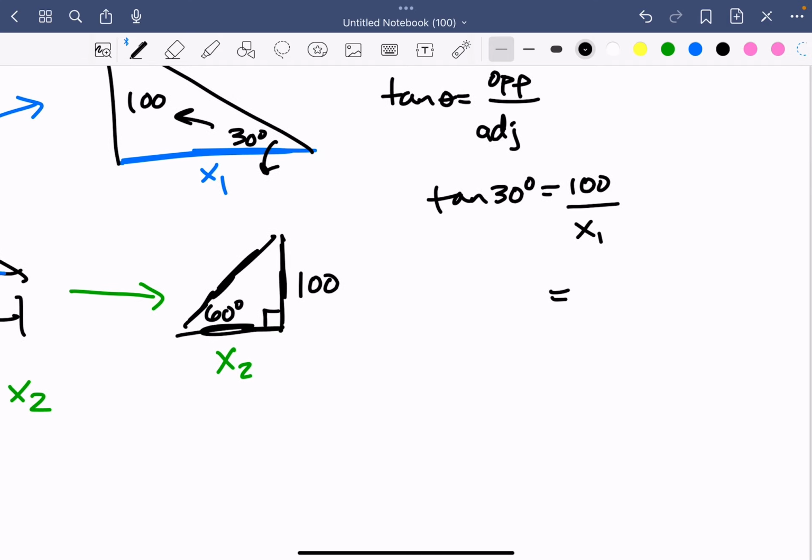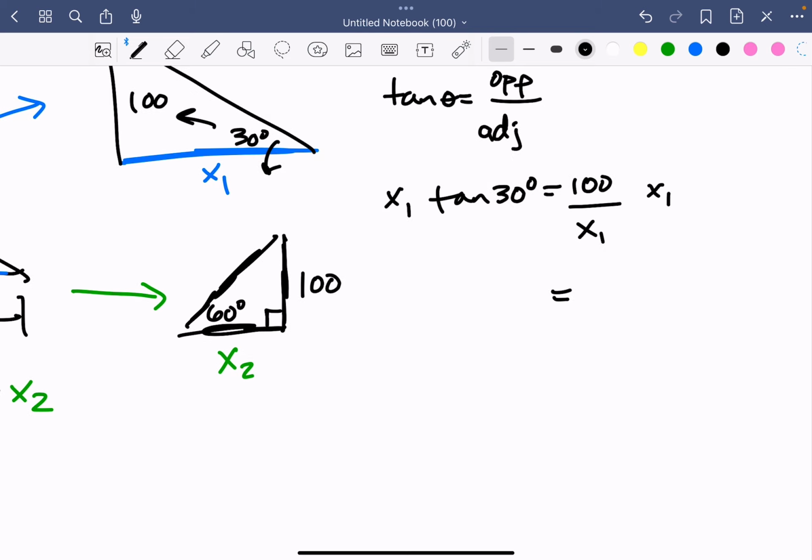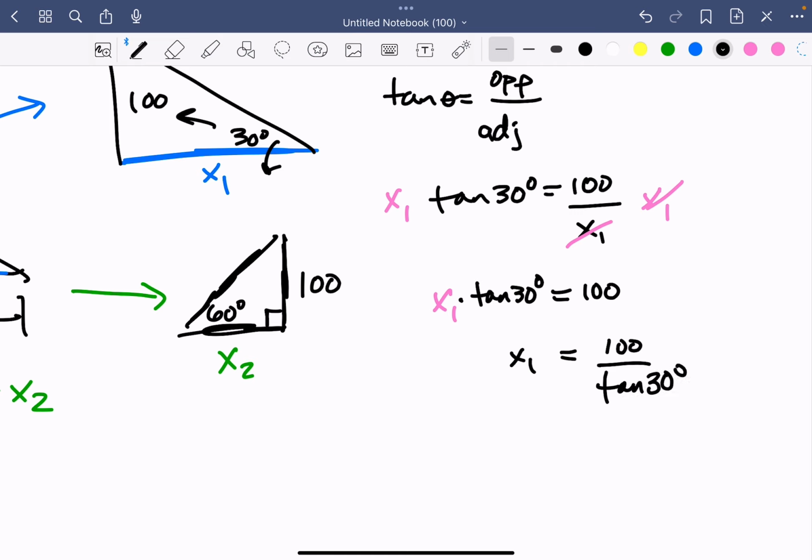So now that means if I multiply both sides by x1, so let me stop here for a second, make sure that makes sense. If I multiply both sides by x1, these cancel out over here. I get x1 times the tangent of 30 is equal to 100. In other words, x1 is equal to 100 divided by the tangent of 30. Whatever that turns out to be on your calculator.